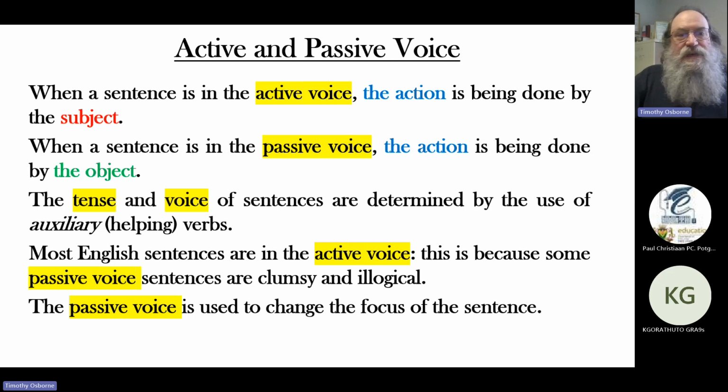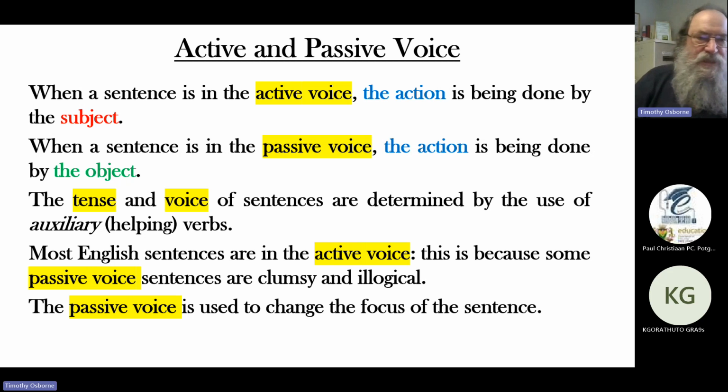When we have a sentence then in the passive voice, then the action, as you can see there, is done by the objects. And the reason it's called the passive voice is that the subject becomes passive and does nothing. But that's merely for interest.